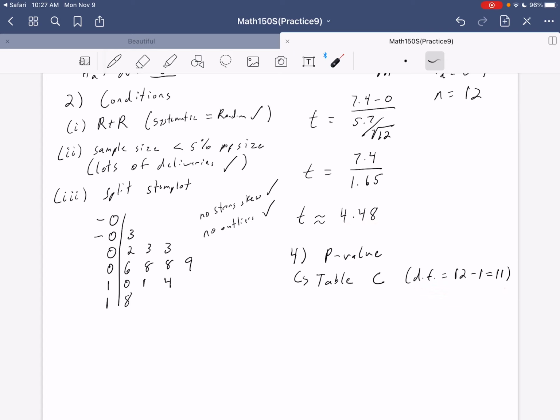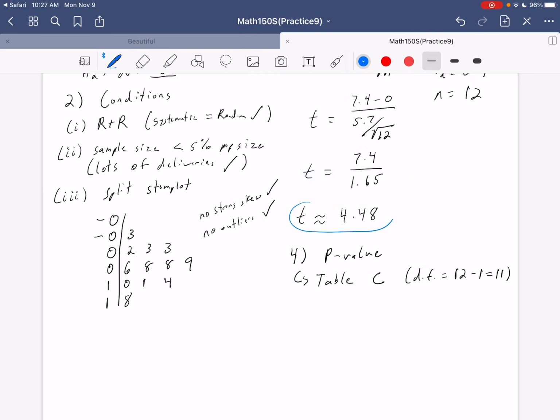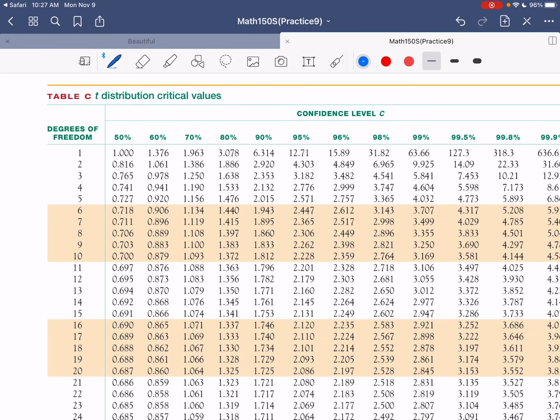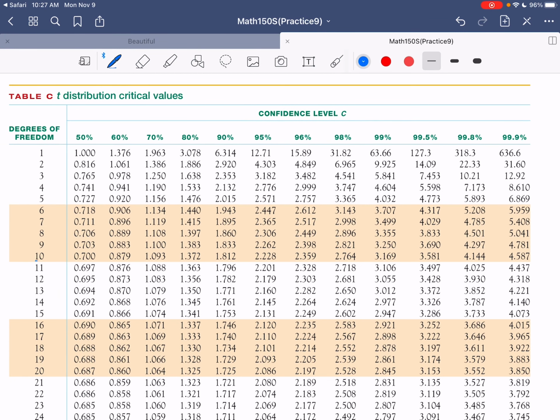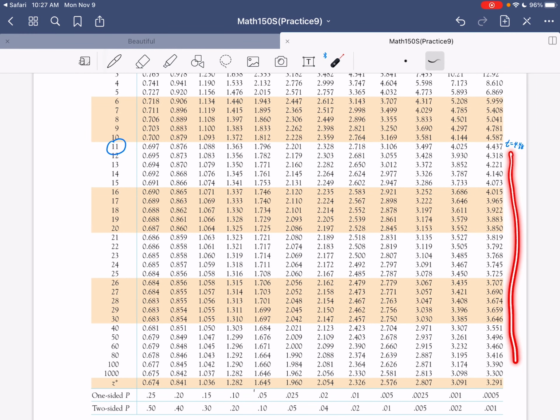So let's go ahead and take a quick look at table C to do that. We'll pick a color to do that in. So we're looking this up in blue here. So 11 degrees of freedom. We've got table C right here. There's our 11 degrees of freedom. And 4.48 puts us right over here. T equals 4.48. Notice that 4.48 is past the largest t-value for degrees of freedom 11, which would be 4.437. So we can follow that down all the way to the one-sided p. So this would be our p-value right there.